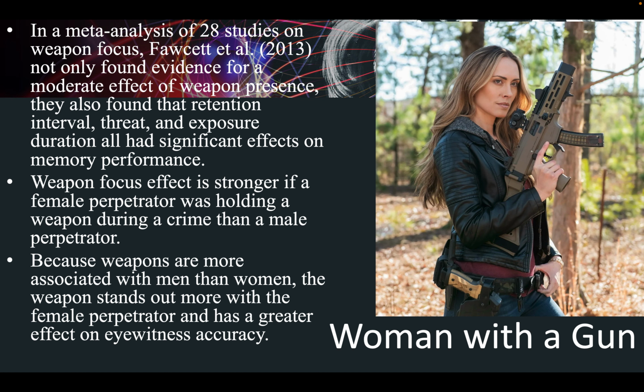In a meta-analysis of 28 studies on weapon focus, Fawcett et al. in 2013 not only found evidence for a moderate effect of weapon presence, they also found that retention interval, threat, and exposure duration all had significant effects on the memory performance. Weapon focus effect is stronger if a female perpetrator was holding a weapon during a crime than a male perpetrator. Because weapons are more associated with men than women, the weapon stands out more with the female perpetrator and has a greater effect on eyewitness accuracy.